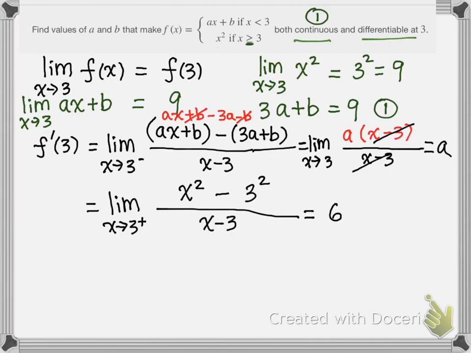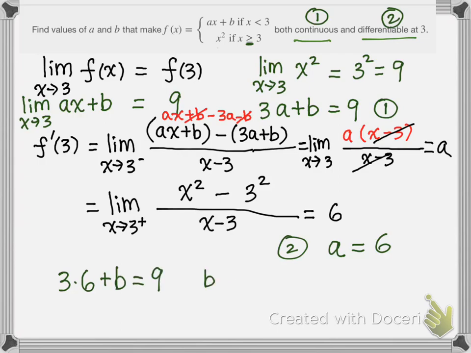So the second requirement for the function to be differentiable gives us that the left limit must equal the right limit. So a equals 6. Well, if a equals 6, what is b? So 3 times 6 plus b must equal 9, so b must equal negative 9. So that will give us the answer: a equals 6 and b equals negative 9.